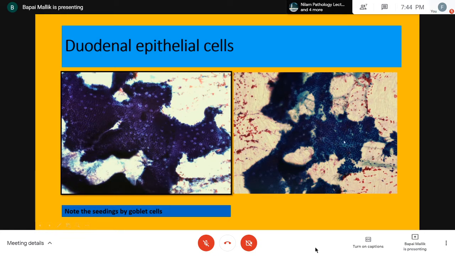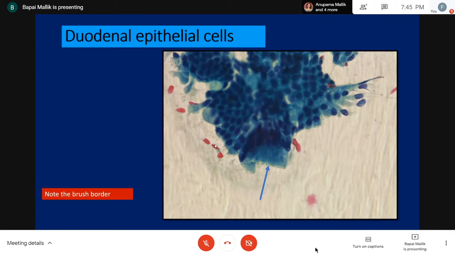Okay, so these are large sheets of cells. They should not be confused with lesional cells. And please take the clue from these little white spots of goblet cells. If you go to higher magnifications, with duodenal epithelial cells, even if you do not see the goblet cells, in the smaller clusters look at the edge of the cells and you're going to see the brush border. So this is a very good indicator and should help you identify these cells as duodenal epithelial cells.